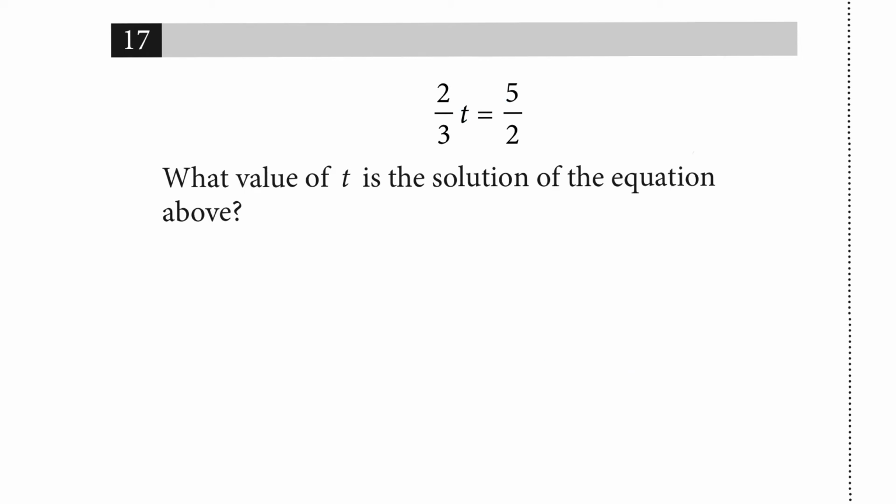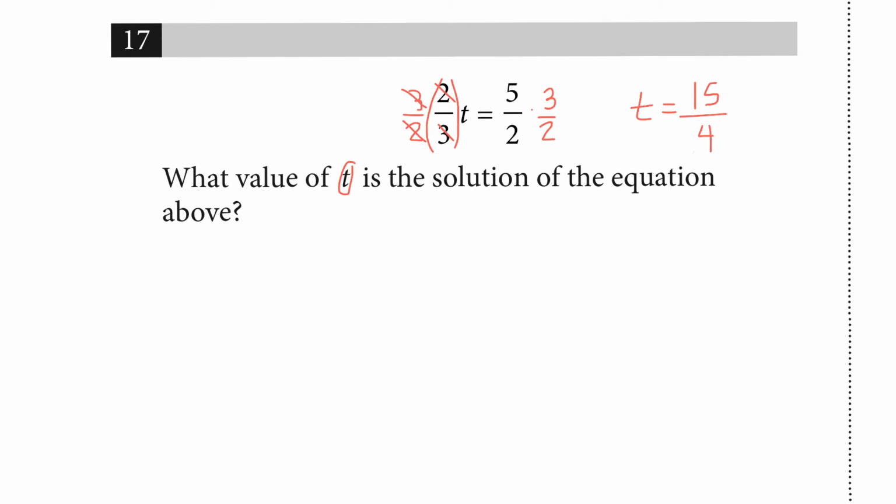Okay, problem number 17. It says for the equation 2/3 t equals 5 halves, what is the value of t? So we're looking for t for this solution of the equation above. So if we want to solve for t, we'll multiply by the reciprocal of 2/3 to get rid of that. So we multiply by 3 over 2 on the left side, multiply by 3 over 2 on the right hand side, and this 3 cancels with that, and this 2 cancels with that. So that means that t is equal to 5 times 3 is 15, and 2 times 2 is 4.